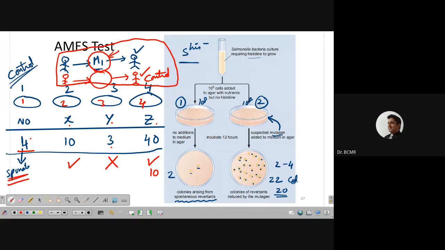Okay, so you can say that based on this data, X and Z are mutagens, and out of which again you can say Z is a more potent mutagen compared to X, right? That is what you can do. So we will now have a look at different types of mutagens, and what you should remember is that these kinds of tests are used to figure out the mutagenicity, and that is how they figure it out as well.